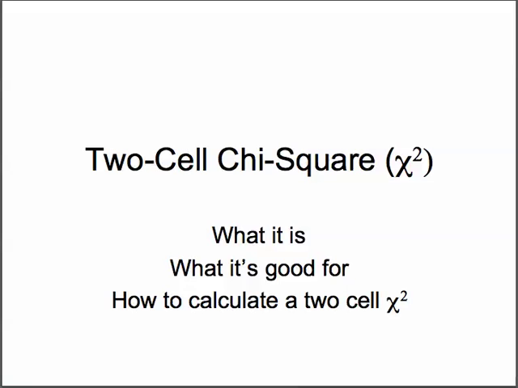This presentation is on calculating and interpreting the two-cell chi-square statistic. This is a highly useful statistic as it's relatively easy to comprehend. The formula is pretty basic and the test is versatile, like the ANOVA and the independent samples t-test.